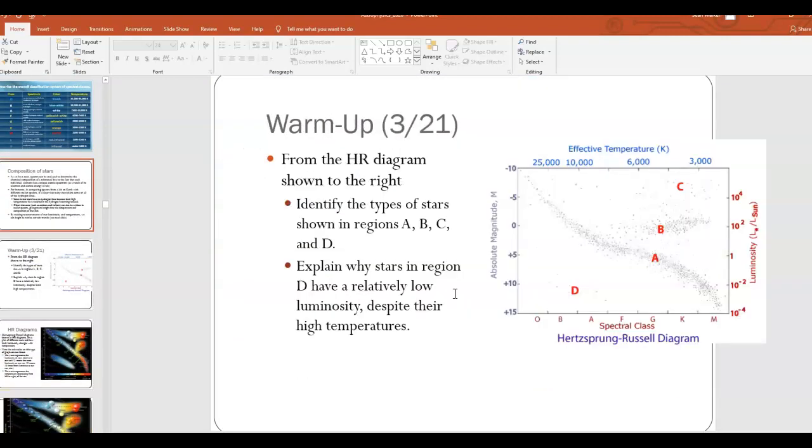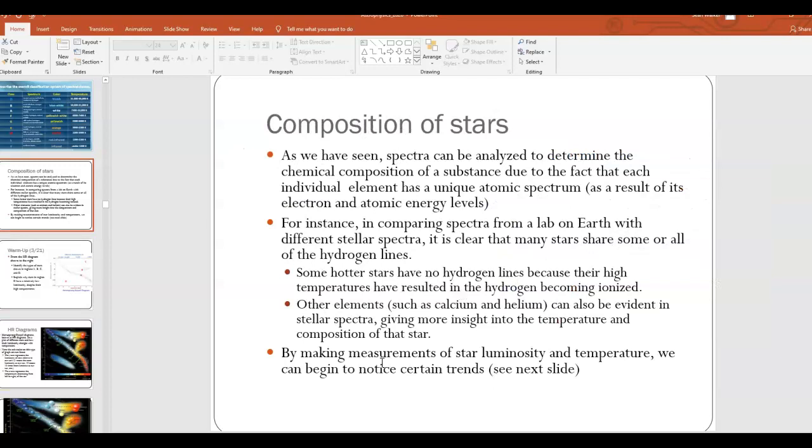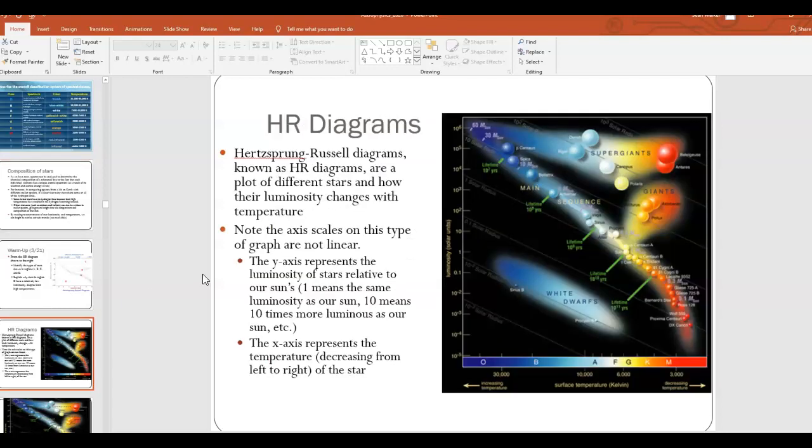Okay, now the last thing it says on here is by making measurements of star luminosity and temperature, we can begin to notice certain trends. And so this brings up the idea of what we call HR diagrams. Okay, HR diagram is named after the two guys who basically came up with this idea, Hertzsprung and Russell. So Hertzsprung and Russell came up with the Hertzsprung-Russell diagrams. We don't like to say that because it takes too long to say, so we call them HR diagrams.